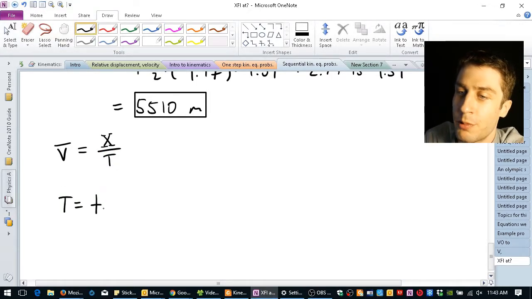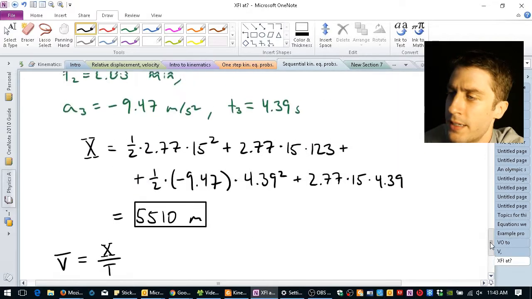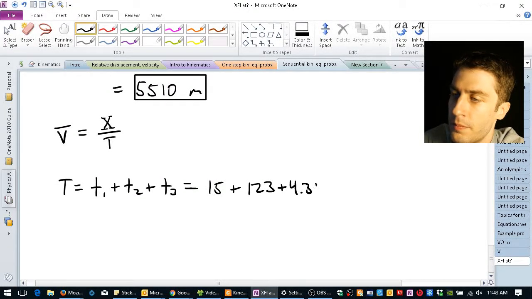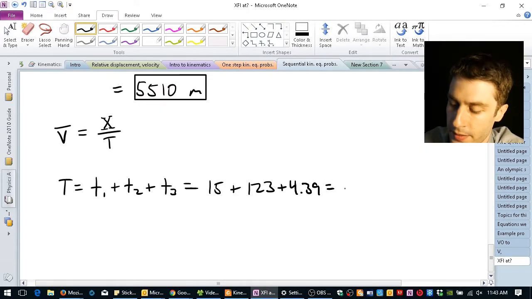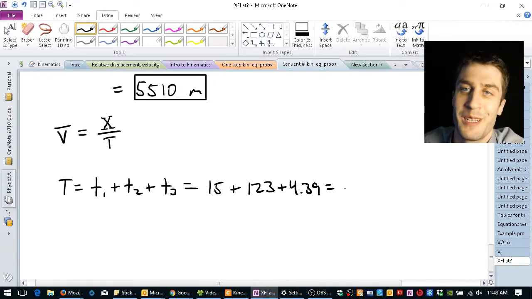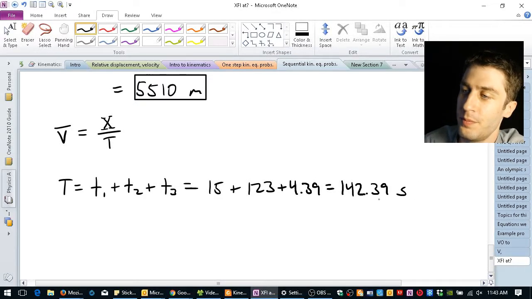Capital T is equal to T1 plus T2 plus T3. We have all three of those numbers. Those were 15 and 123 and 4.39. And I'm going to be a little bit sloppy with my significant figures. I'm going to put too many significant figures on, so bad me. But I get 142.39 seconds. Okay? That's our capital T value.